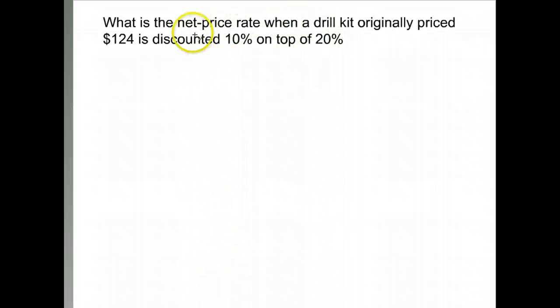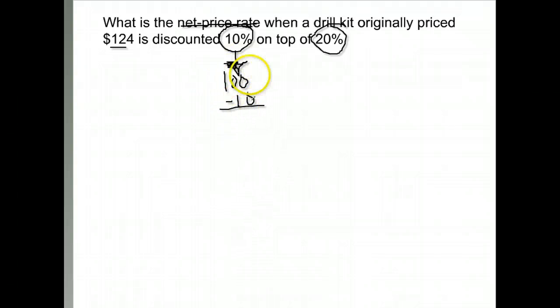Alright, what is the net price rate? So again, we're just finding the rate here. When a drill kit originally priced at $124 is discounted 10% on top of 20%. So we need to find the complement of each of our discounts. Again, that means if you're getting 10% off, the complement is what are you paying? Well, you're paying the other 90%. And here, if you're getting 20% off, what are you paying? Well, you're paying the other 80%.